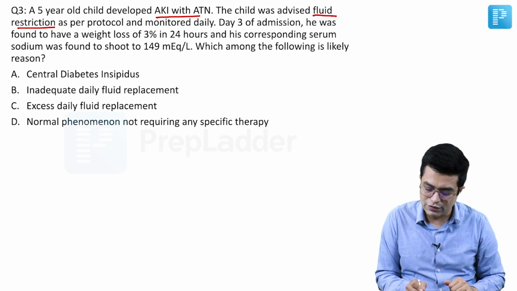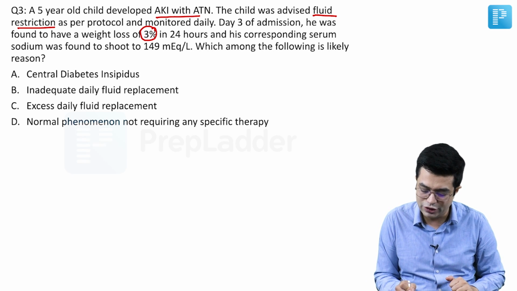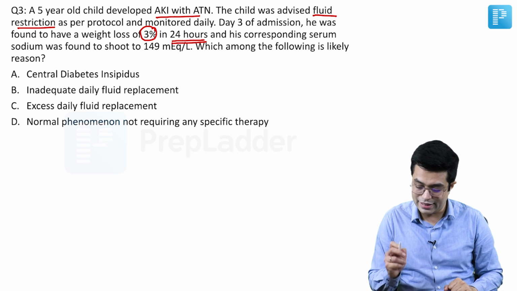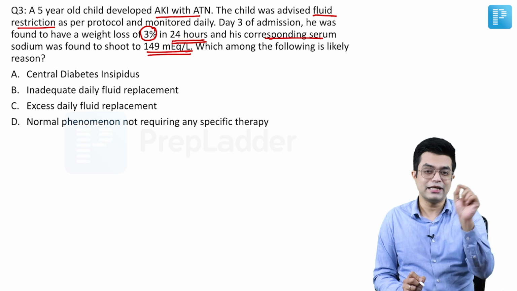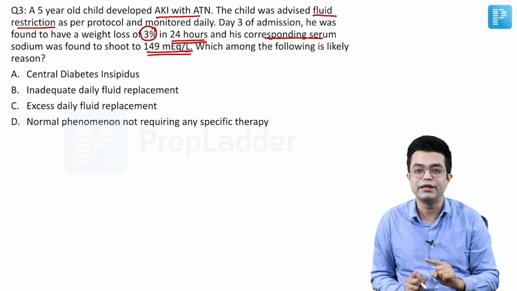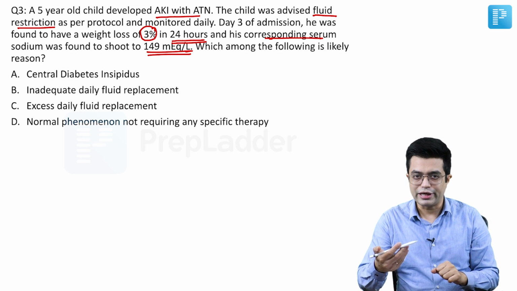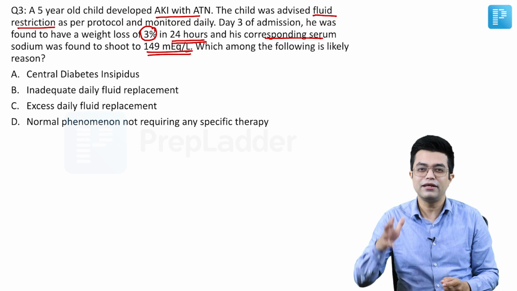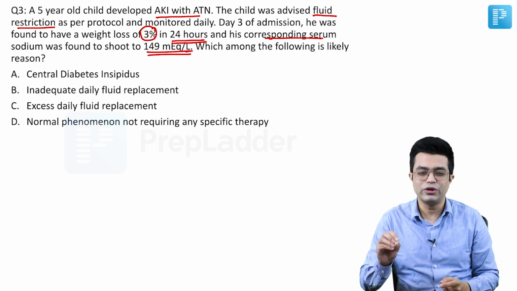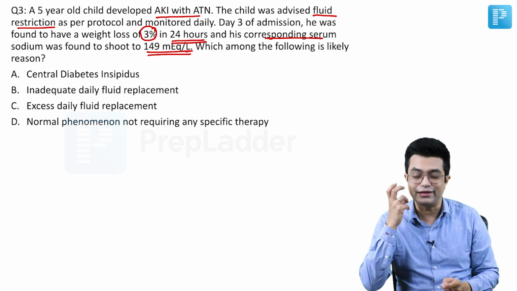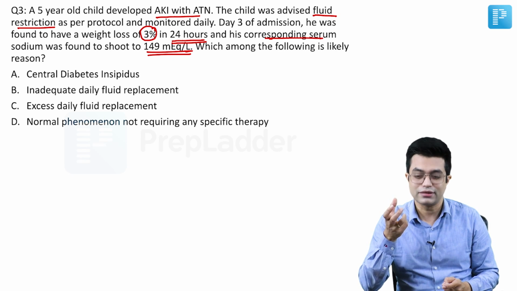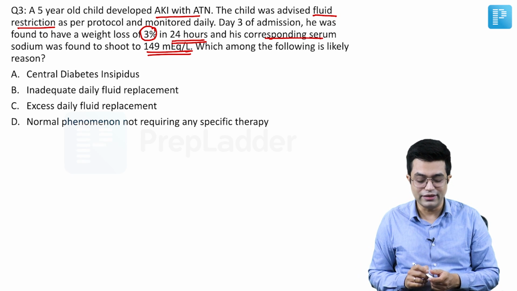On day 3 of admission, he was found to have a weight loss of 3% in 24 hours, and his corresponding serum sodium was found to shoot to 149. Normal sodium is 135 to 145. So what is happening here? During monitoring, his weight has suddenly fallen and his serum sodium has suddenly jumped. What it means is he's receiving less fluids. So which among the following is the likely reason?